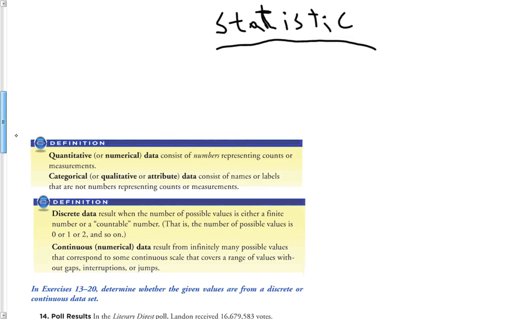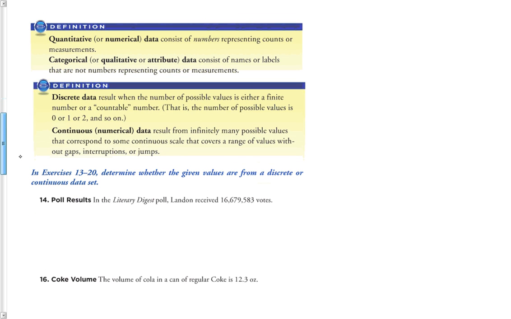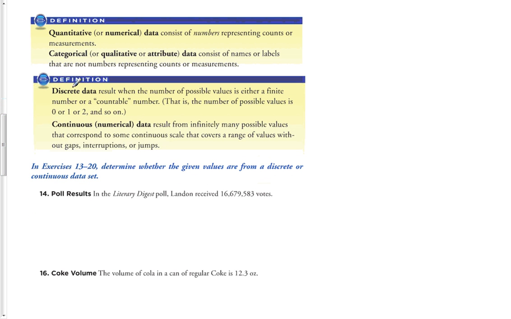All right, now let's take a look at these two definitions. Definition of quantitative versus categorical data. Quantitative data, or numerical data, consists of numbers representing counts or measurements, as opposed to qualitative or categorical data, which consist of names or labels and are not numbers that represent counts or measures.